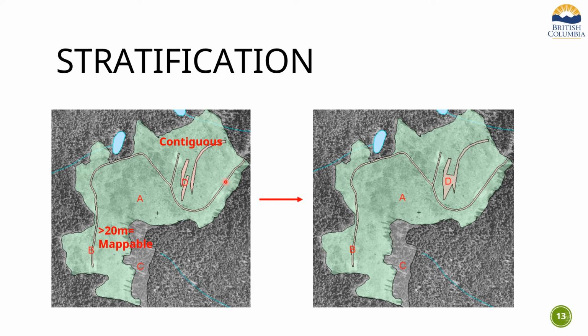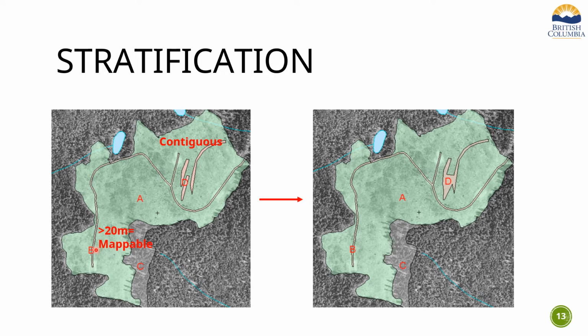Now back to stratification. There are two other key terms to understand: mappable and contiguous. We only stratify mappable areas. A mappable area is greater than 20 meters wide throughout its length. So in the images, stratum B is a brushy strip adjacent to the road, and it is greater than 20 meters throughout its length. But if it was less than 20 meters, then it would be dissolved and lumped in with stratum A. Some FSPs may include a different definition of mappable, so it's always very important to check before starting a new contract.